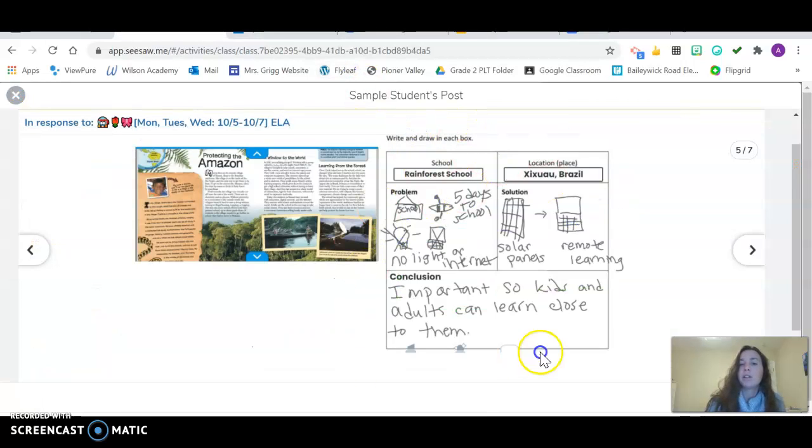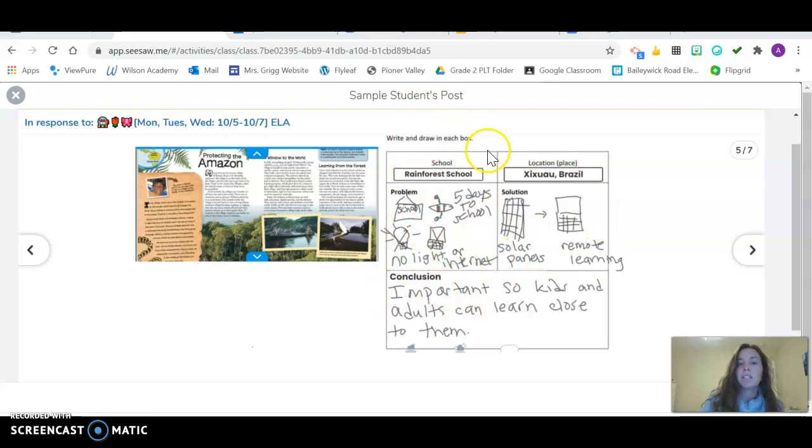Here is what your EL notebook should look like. You should have filled out the school, location, problem, solution, and conclusion. Yours might have been in your EL notebook on page 24.